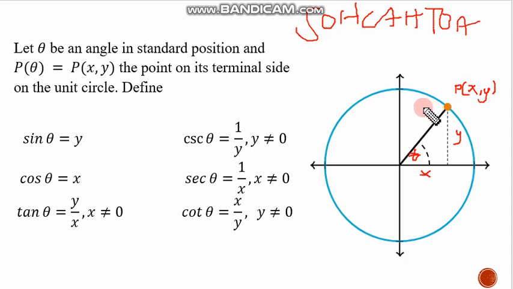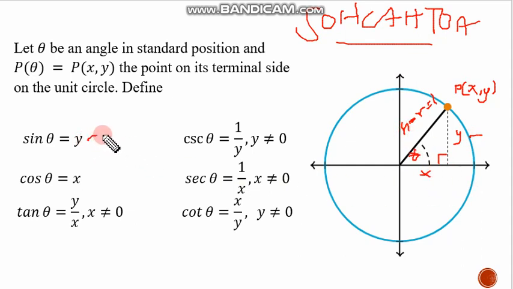Now we are here in a unit circle. So this is the hypotenuse of the triangle, which is equal to the radius. And since this is a unit circle, this is equal to 1. Take note, there is a triangle formed here with 90 degrees. If you remember in your junior high school, the SOHCAHTOA.